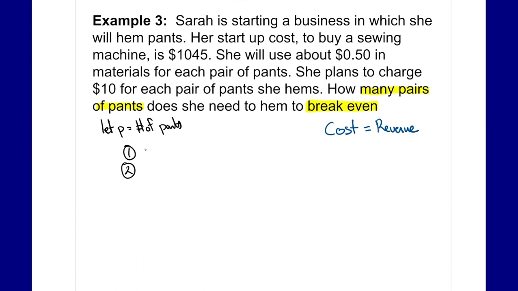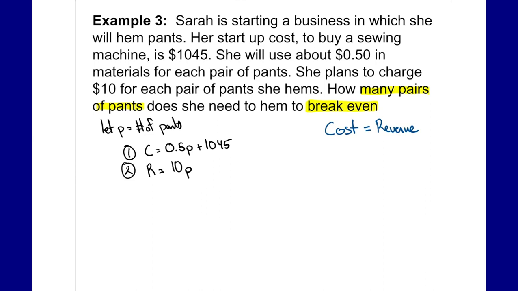Let's look at the cost first. What is our cost? Well, the money that she's going to be using, we have 50 cents per pair of pants, so 0.5 times P, plus the $1,045 for the sewing machine. Those are all of her costs. Her revenue is going to equal $10 times the number of pants that she hems. That's her revenue. That's how much money she's going to make.